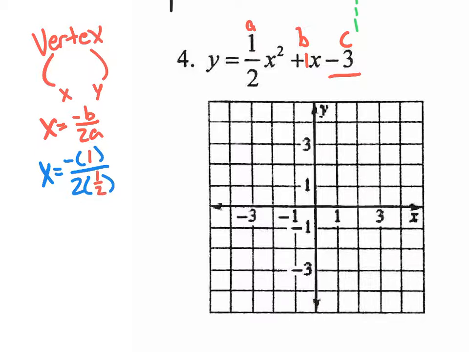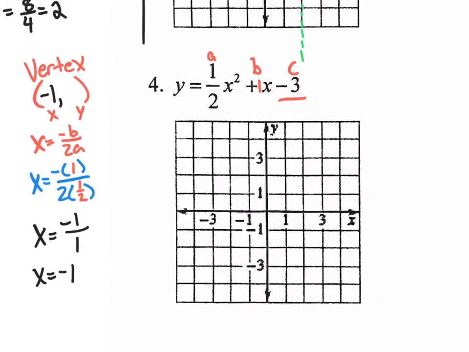Some people get freaked out with this fraction, but it's really no big deal because the numerator, x equals, well, negative 1, that's clearly up on top. 2 times half, what's half of 2? It's just 1. So what we really end up with is x equals negative 1. That is the x value of our vertex. Now all we have to do is find the y value.